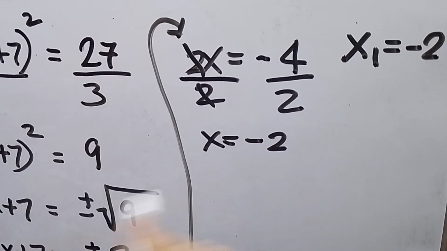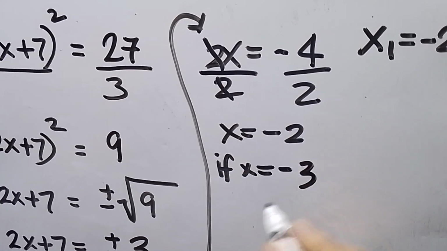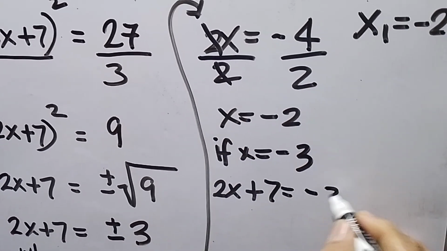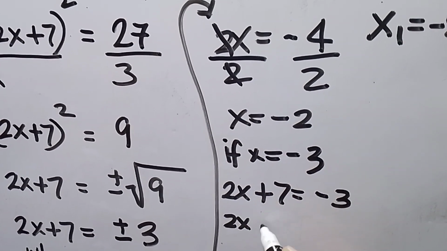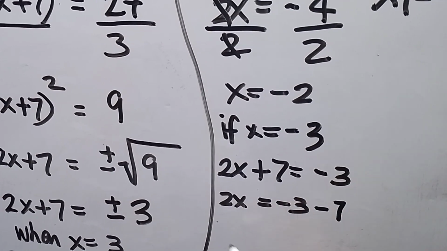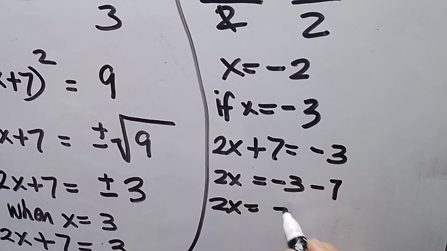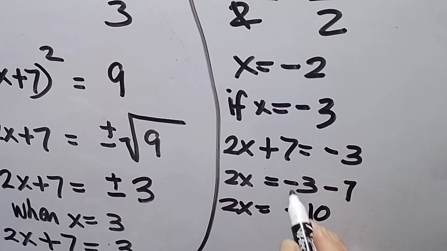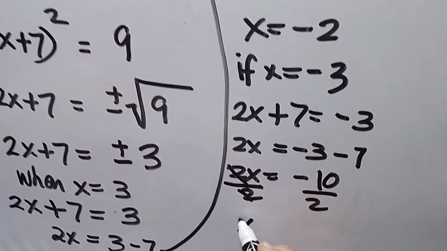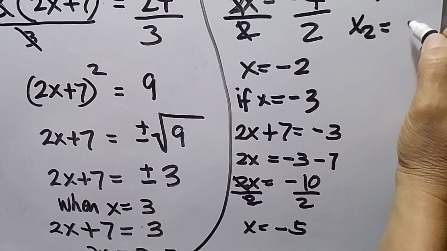Now if x equals negative 3, so 2x plus 7 is equal to negative 3. So 2x is equal to negative 3, 7 transpose to the right. This will be minus 7. So 2x is equal to, like sign, so add the integers. So this will be 7 plus 3 is 10. And then common sign is negative. Then divide 2 both sides. X is equal to negative 5. So my second root is equal to negative 5.